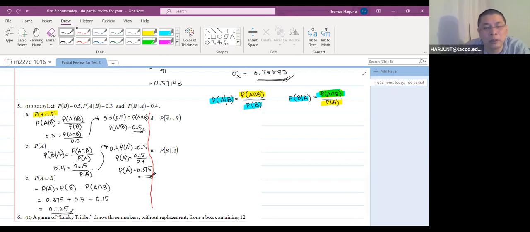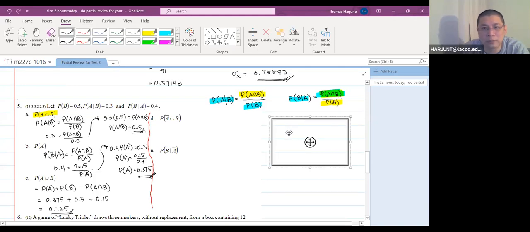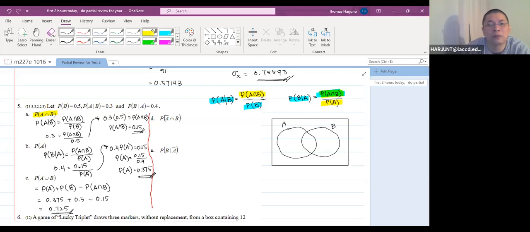Now, how about the probability of not A but B? To answer that, let's first take a look at the Venn diagram to help us discover the formula. If this is A and this is B, then not A but B refers to this region here. This is not A but B.